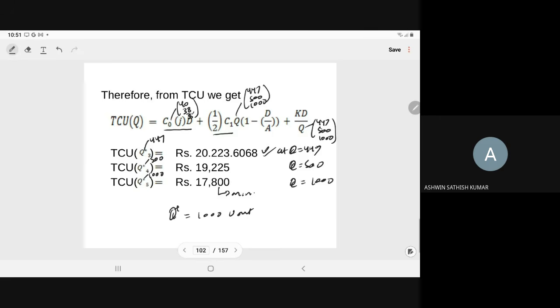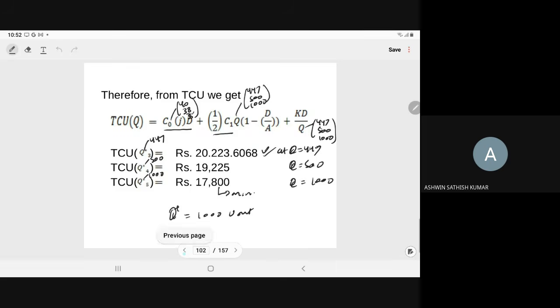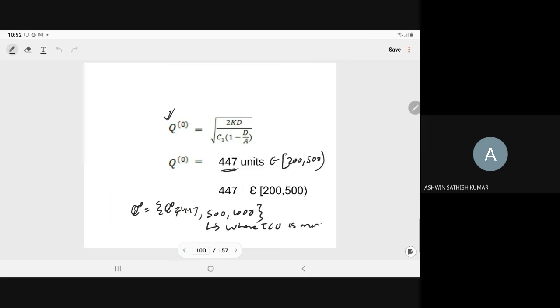Clear? As we computed Q star as 1000 units, using the basic formula TCU will come out, and the optimum order cycle T naught star is Q star upon D, so it will become 2 weeks. In the next class we continue from here. Anything you want to ask from here? Here we have to compute the TCU at three points: at the Q naught and at the left limits of the right intervals.